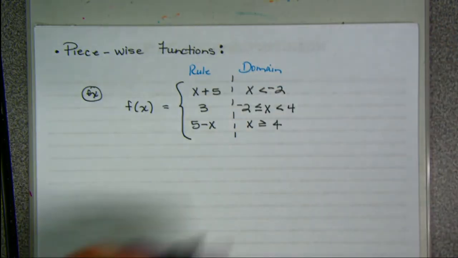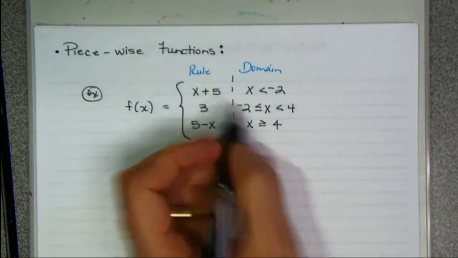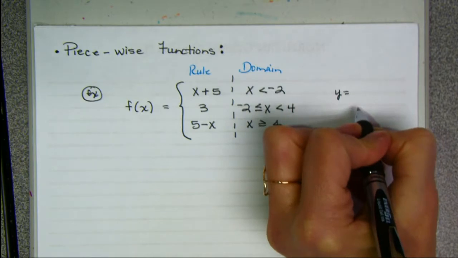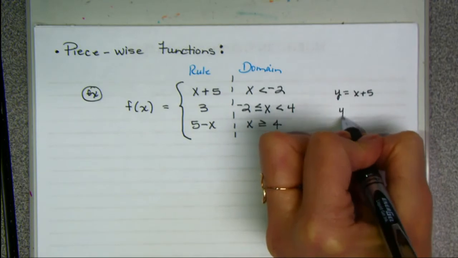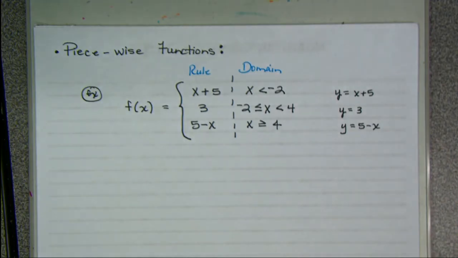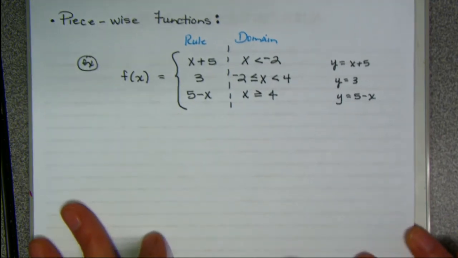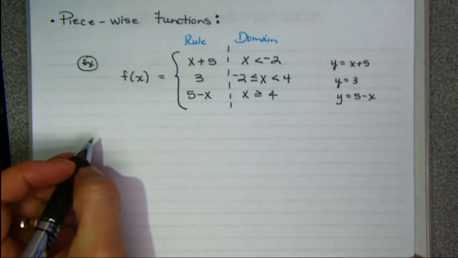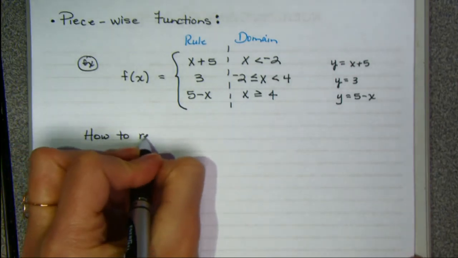Now, you can also look at this as equations, right? When we look at the x plus 5, you could look at that as the equation y equals x plus 5. This is y equals 3, y equals 5 minus x. Because we know f of x you can interchange with y, okay? All right, so what we're going to do is first look at how to read this, and then we're actually going to graph it, because that's one of the things that you may be asked to do. So, how to read.